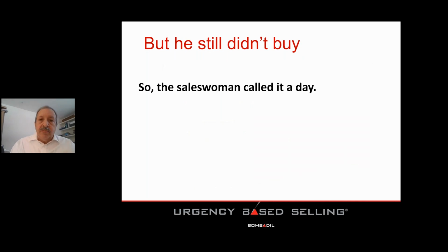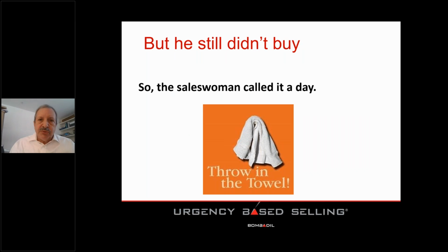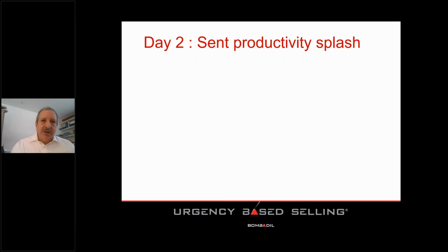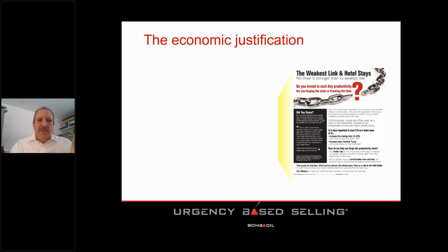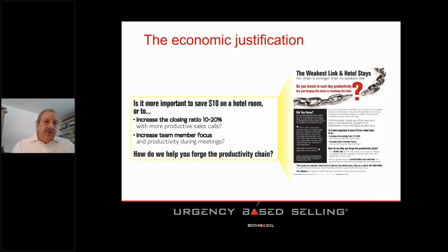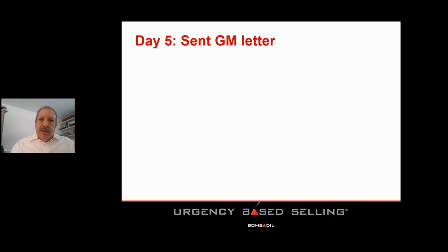Unfortunately, the buyer didn't buy at this point. So the saleswoman threw in the towel, called it a day, right? Nah, I'm just kidding. Then we move to an economic justification. See, we have to move the prospect from thinking about first cost, the lowest cost on a hotel room, to productivity. What's more important to you? Saving $10, $20, $30 a night, or sending your salespeople into the field and they have a higher closing ratio, right?